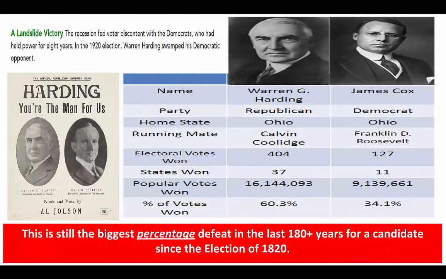A landslide victory. The recession fed voter discontent with the Democrats, who had held power for 8 years. In the 1920 election, Warren Harding swamped his Democratic opponent.